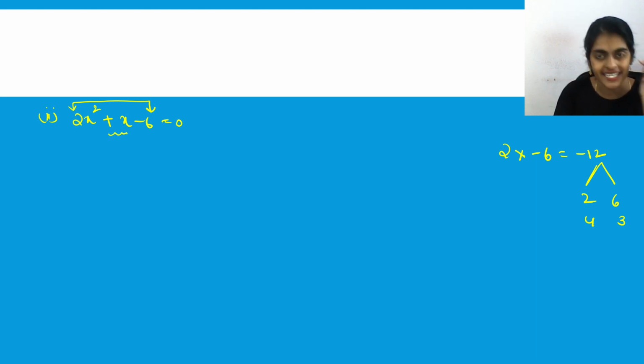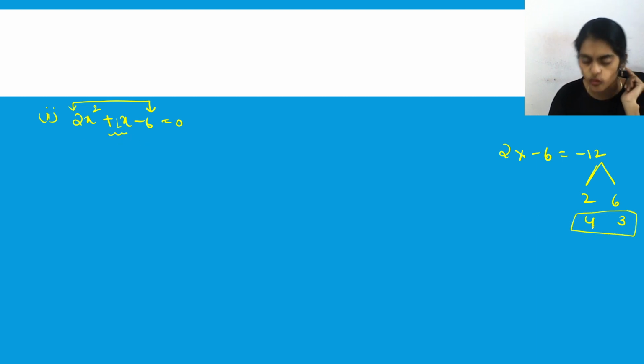Now the middle term is x. X means your coefficient is 1. So the middle term is 1x. To get 1, I can take the combination of 4 and 3. 4 minus 3, I'll get a 1. But I want plus 1.